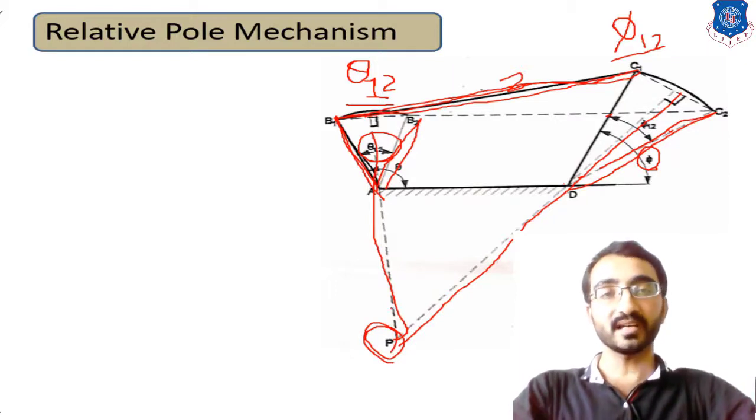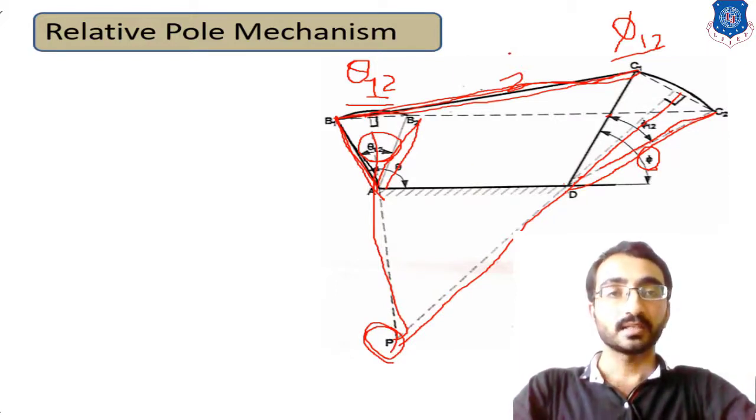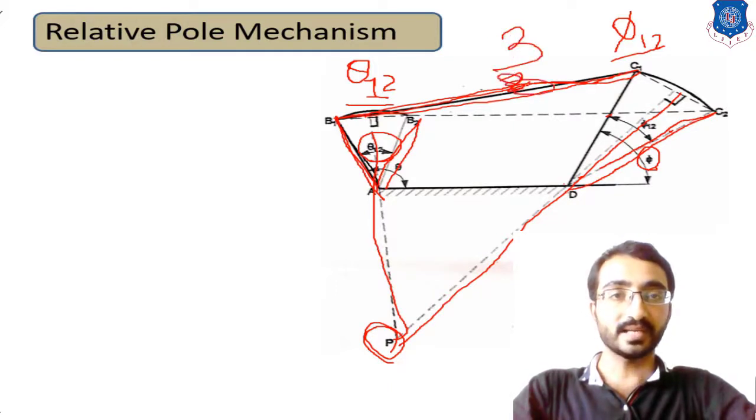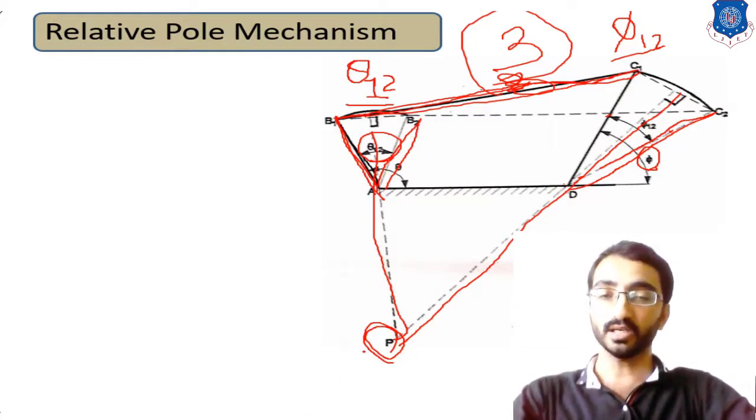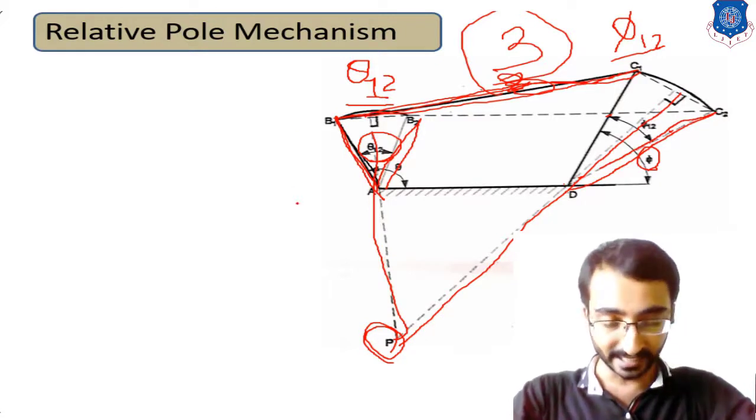Okay, and we can assume that this one is link number 3, so B1 C1. Okay, so this B1 C1 link can be assumed to be rotated about this P point. Okay, so this P is known as a relative pole.